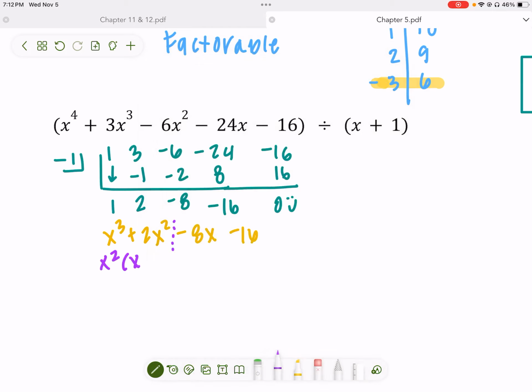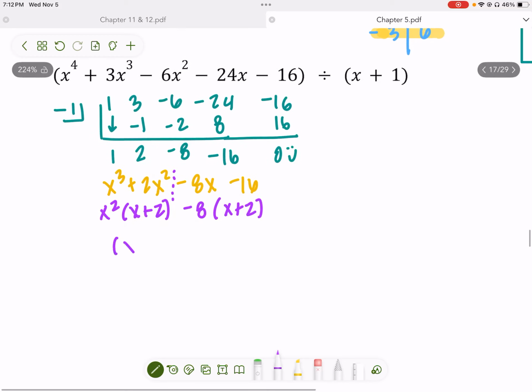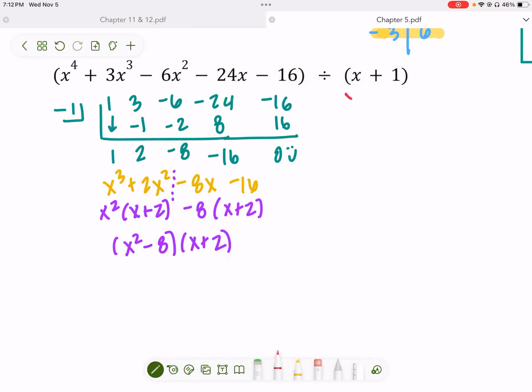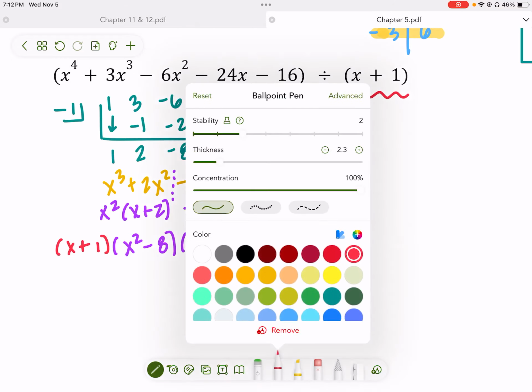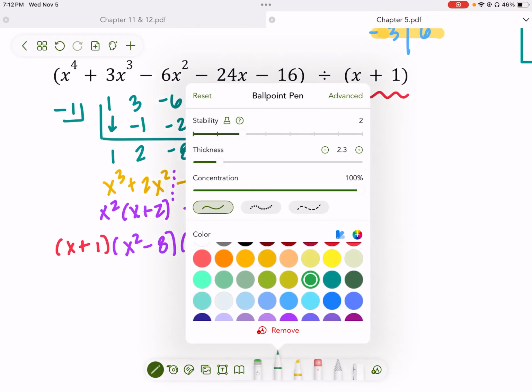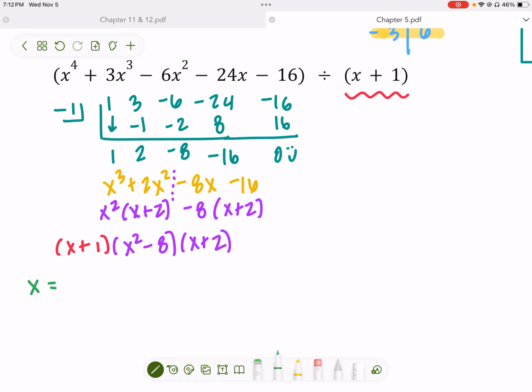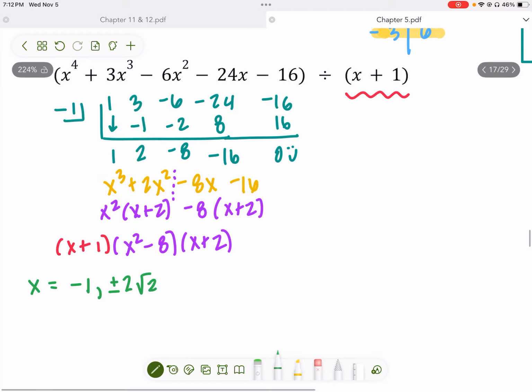Factor out the x squared and you have x plus 2. Factor out the negative 8 and you get x plus 2. So now we have x squared minus 8, x plus 2, and again, I'll do it in red. Don't forget the x plus 1 from the beginning. There's your factored form. Now, if you're solving for x, we have x equals -1, x equals 2 root 2, plus or minus, and we have -2.